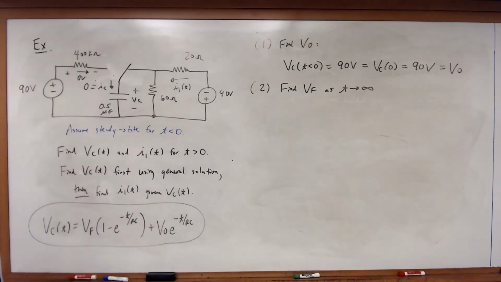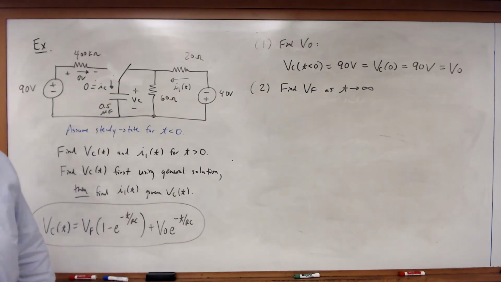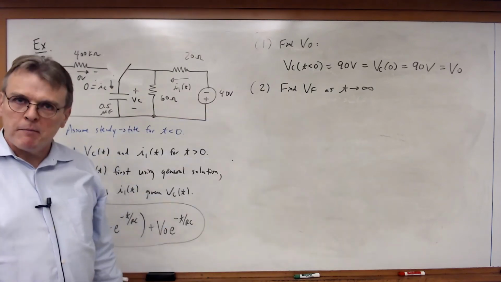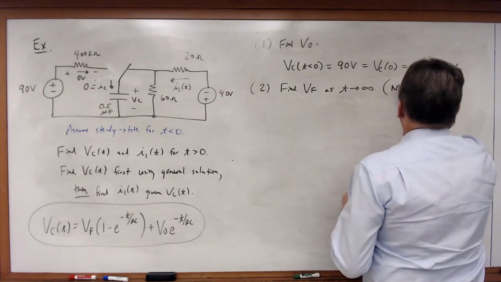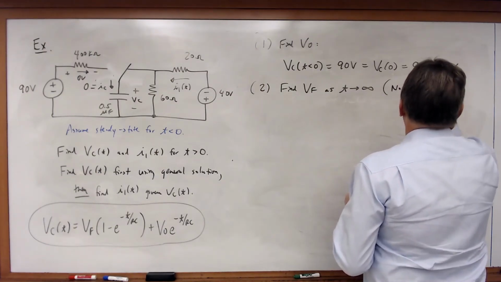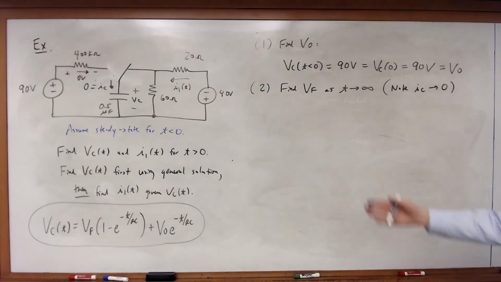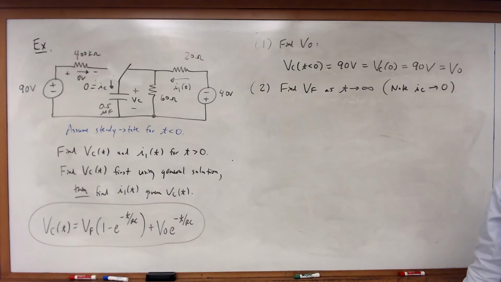For t greater than 0. But now note the current through the capacitor is still equal to 0 because at t goes to infinity, we've gone back to steady state. So once again, IC's gone to 0. So I'm still calculating this assuming there's no current flowing through the capacitor since t goes to infinity.